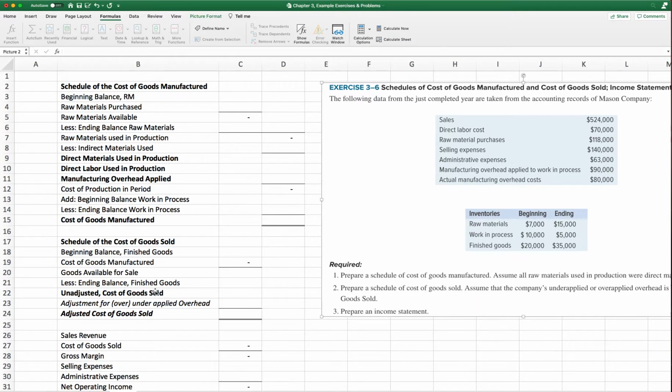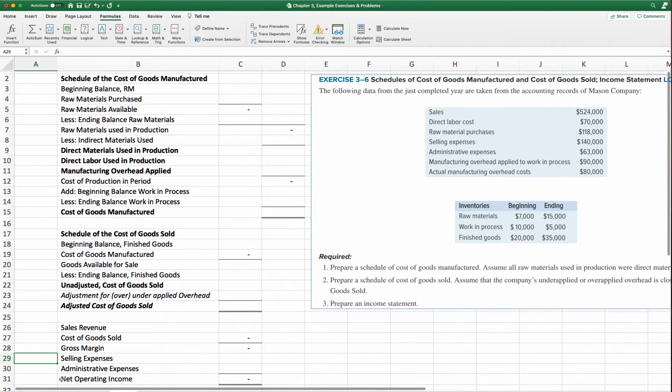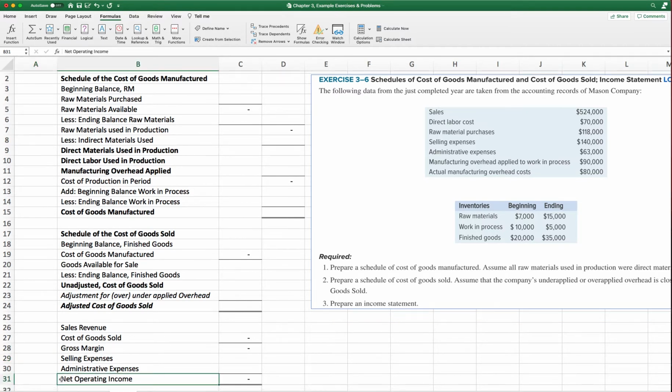Now, keep in mind that our ultimate goal is to figure out net operating income. Ultimately, we want to get down to this bottom line. To do that, I need to know my cost of goods sold. To determine my cost of goods sold, I'm going to need this schedule of cost of goods sold, because it's going to tell me what we started off with in finished goods, what flowed into those finished goods inventory, what was the amount left over, and then that's going to tell me what flowed out, cost of goods sold, and then went into the income statement.